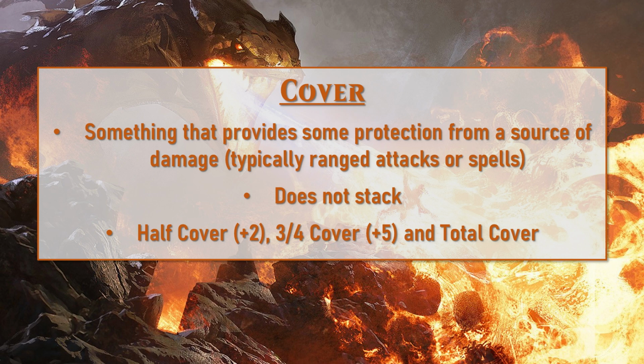3/4 cover, on the other hand, gives a +5 bonus to AC and dexterity saving throws, and similarly it's going to be if about 3/4 of the body is covered by an obstacle. The examples that the book gives of this are things like a portcullis, an arrow slit, or a thick tree trunk. Total cover is the last kind, and it means that the target cannot be targeted directly by an attack or a spell. Although some spells can reach it by doing things like area of effects, it has total cover, it's completely concealed, it can't be the target of things like an arrow being shot at it.